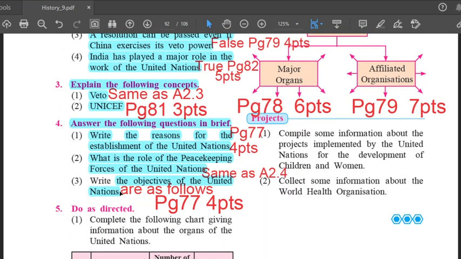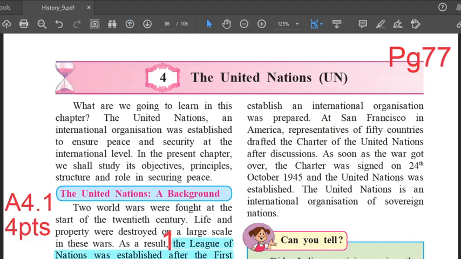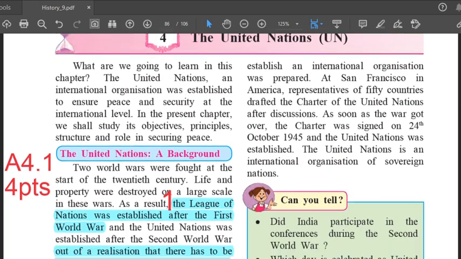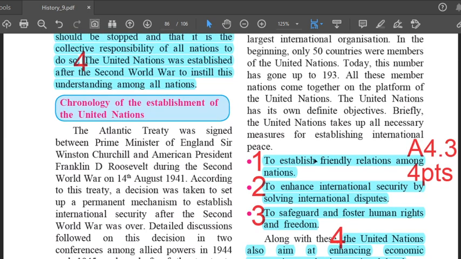4.3. Write the objectives of the United Nations. The answer to this question is in the question itself, the introductory statement. The objectives of the United Nations, after that write, are as follows. So the objectives are on page number 77. Right hand side. At the end. Okay. You can see these 3 points over here already in pink. So these are your points.